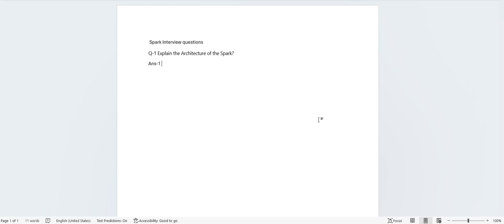Explain the architecture of Spark. Wow, very good question. Explain the architecture of Spark. Hi friends. So you will definitely get this question: explain the architecture of Spark.